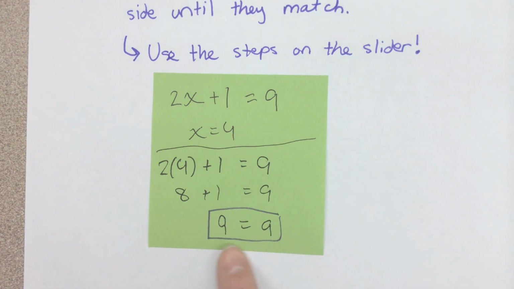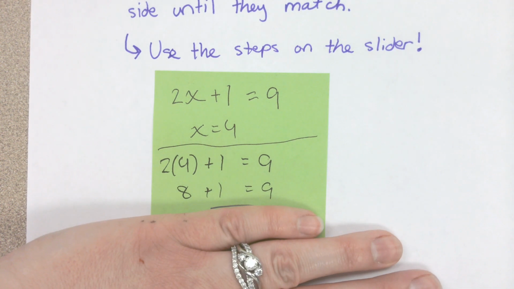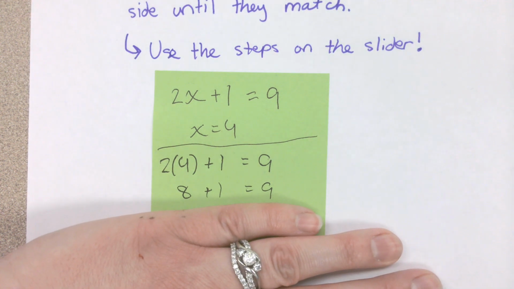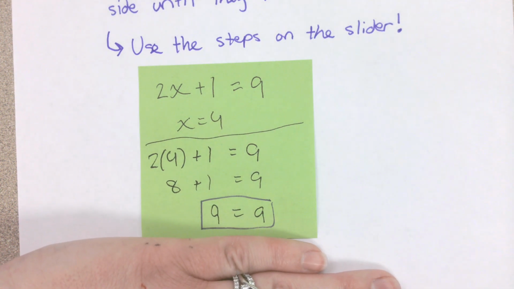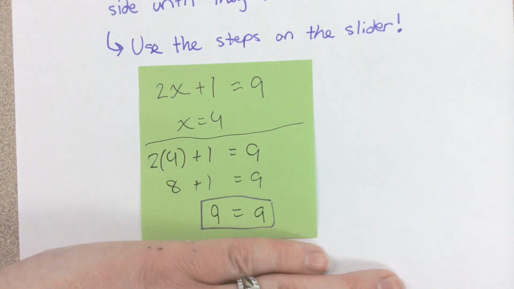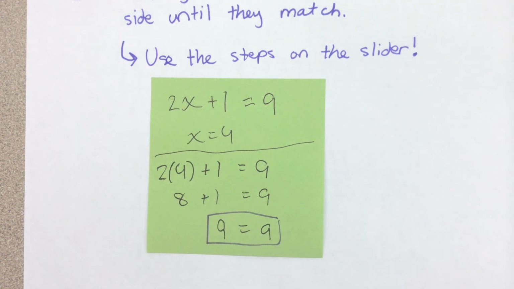So again, this is our goal here. We're not going to stop one step short, and you'll be like, well, I already know 8 plus 1 is 9. Great. Go one step further. Verify, show, state, yes, 9 equals 9. That's true.